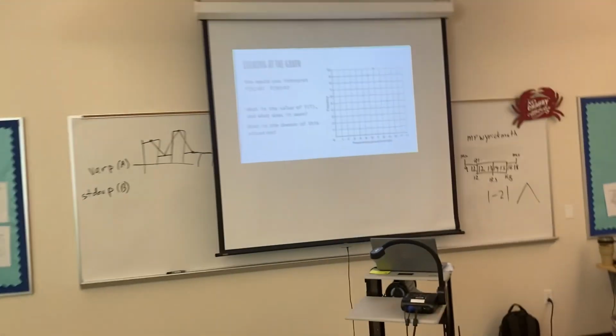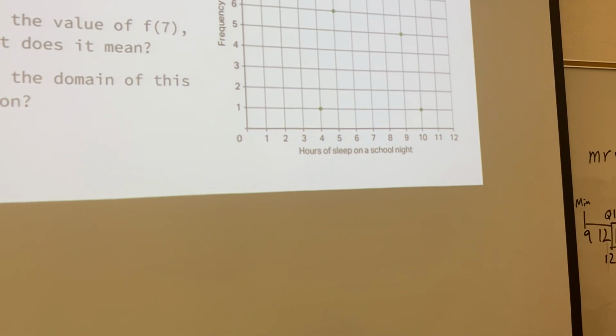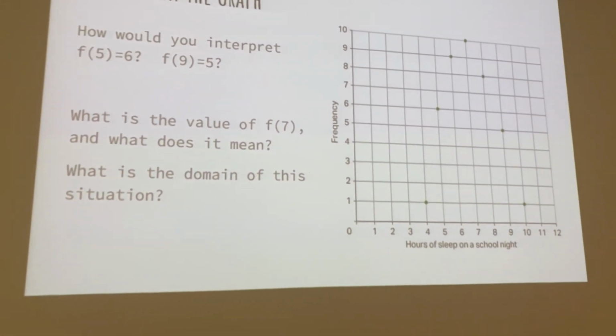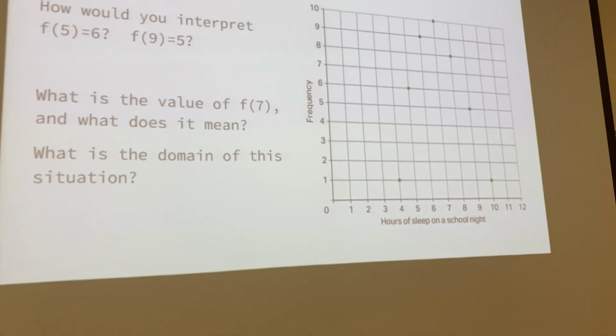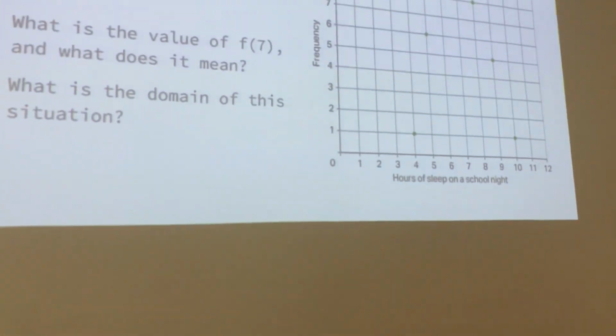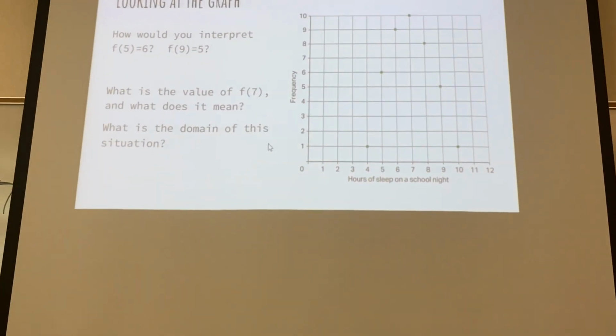We have a discrete domain here. We have a discrete range. The domain is going to be the number of hours slept on a school night. The range is going to be the frequency with which people selected them. And again, it's going to be numbers with commas on there. Okay, moving on in the notes, just a couple more things real quick.